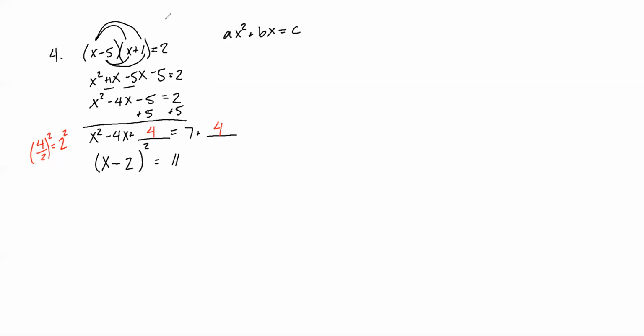So let's go ahead now and use our square root property and square root both sides. Don't forget your plus and minus on the right. So on the left, we get x minus 2 equals plus or minus 11 cannot be simplified, just square root of 11. Add the 2 to both sides, and we get x equals 2 plus or minus the square root of 11.